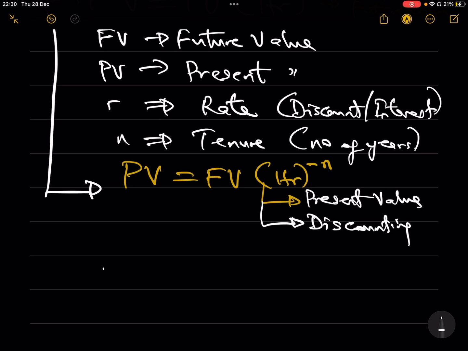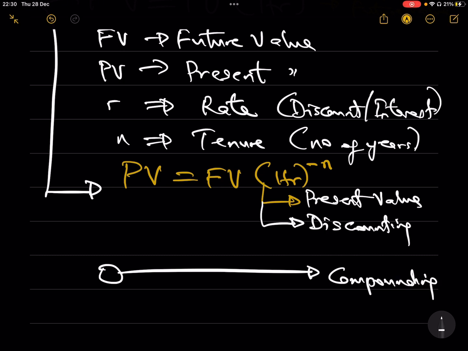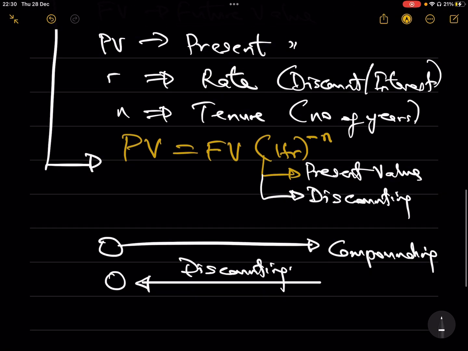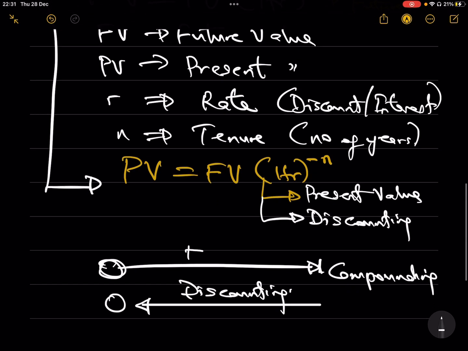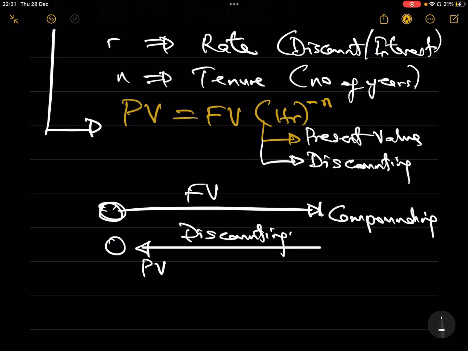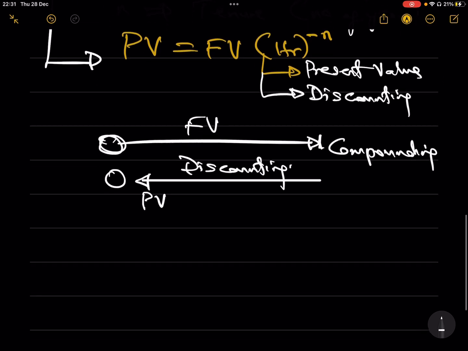So when you have money today and you take it to the future, you are compounding. When you have money in the future and you are bringing it back to today, you are discounting. And you must apply the appropriate formula as it is. So from future to present is discounting. From present to future is compounding. And compounding is the FV formula and discounting is the PV formula. Please take note. That's just to give you a bit of understanding.